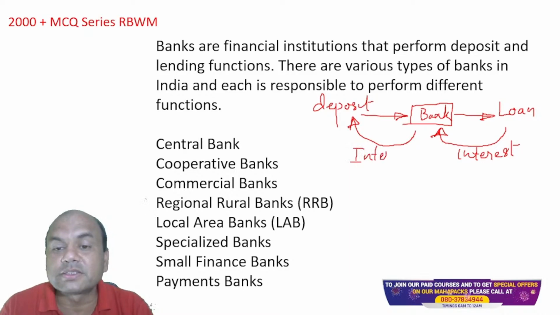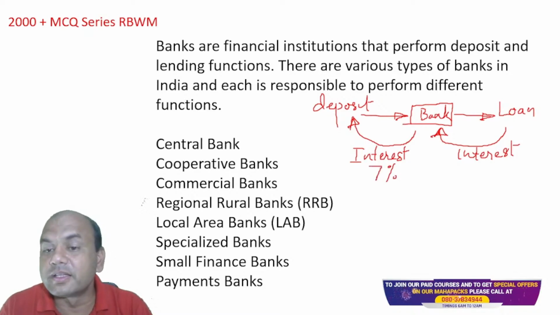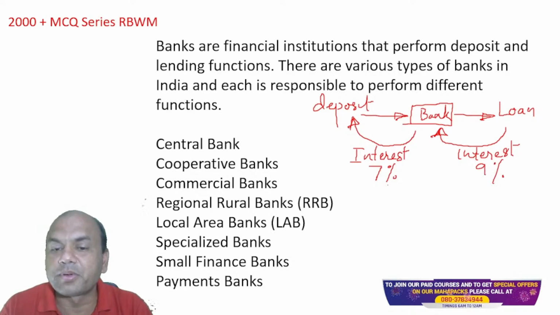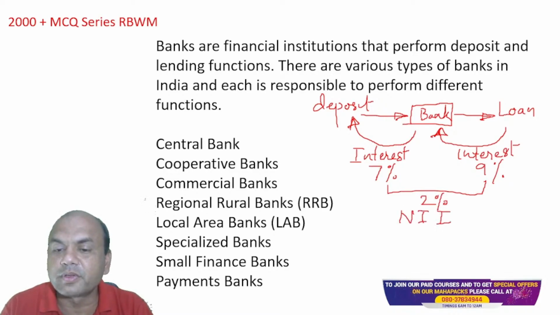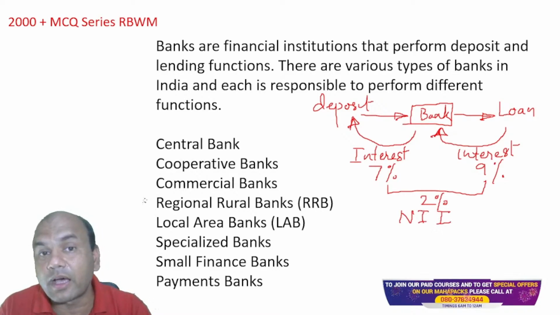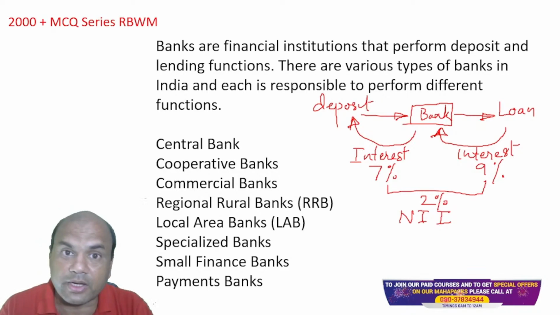Only the difference is that this interest over here will be lesser. Let's say this interest is 7%. Then this interest should be at least 9%, so that this gap of 9 minus 7, that is 2%, is known as NII, net interest income. Remember, it's not NIM. NIM is different.